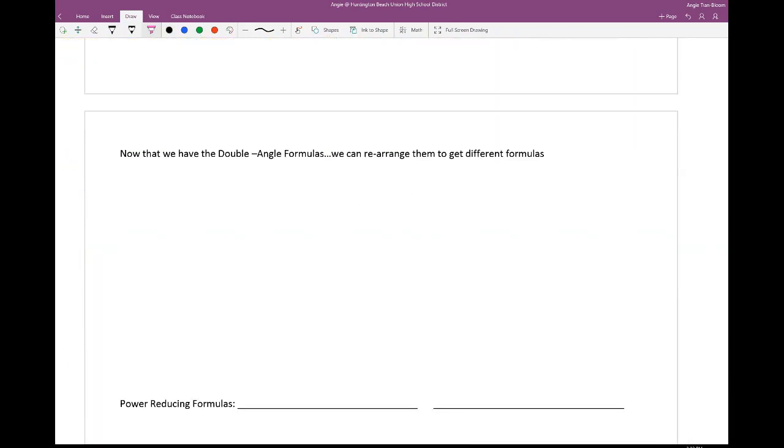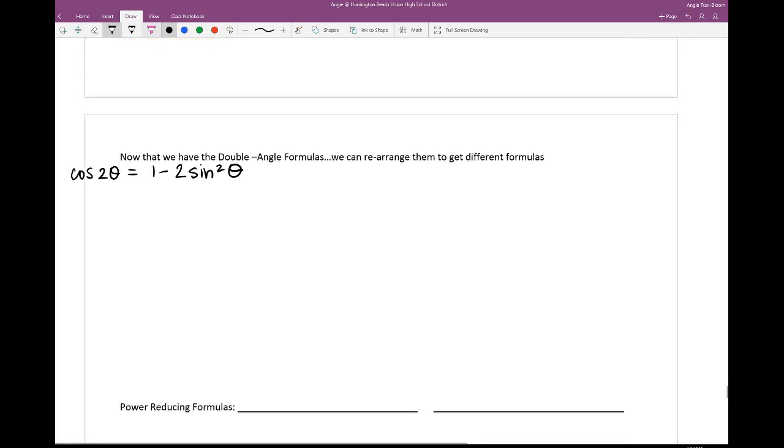So the first one, we are going to use cosine of double angle, so double theta, equals 1 minus 2 sine square of theta. Okay, so that's our first one. Now, what am I going to do with this? What I would like for you to do now is I'm going to try to solve for the sine square of theta.